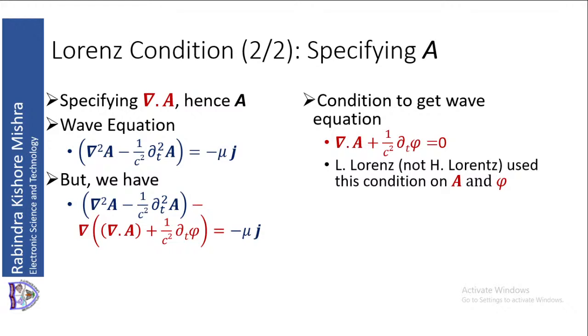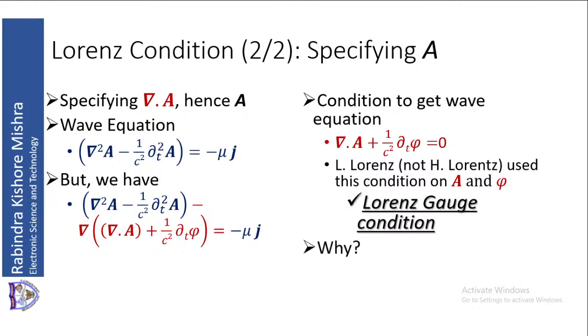Now if divergence of A plus 1 by c square dot t phi is equal to 0, that gives us a definition for divergence of A. So the condition that we are looking for, to specify A, which is divergence of A, we have now got. Divergence of A is equal to minus 1 upon c square dot t phi. This condition is called the Lorentz condition. It is named after L. Lorenz, not the Lorentz from which you get the Lorentz contraction. This condition is used on A and phi, and it is called the Lorentz gauge condition.